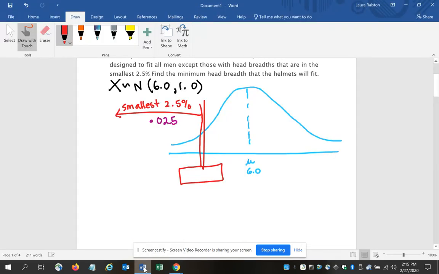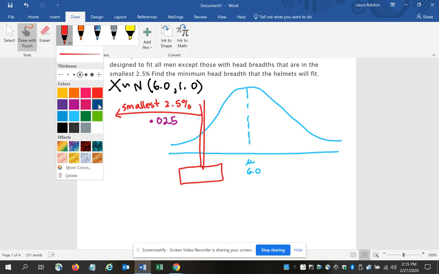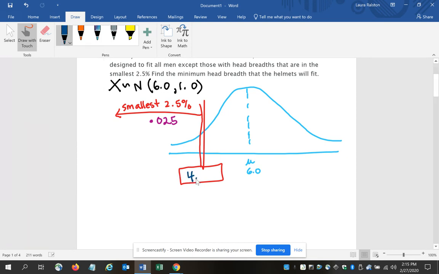Okay, so I know that the smallest size helmet that I'm going to make, the exact answer was 4.04. Again, if you're asked to round that to the nearest whole, that would be 4 inches. So basically, this manufacturer of motorcycle helmets, the smallest helmet they make is going to be 4 inches, and the largest helmet they make is going to be 8 inches.